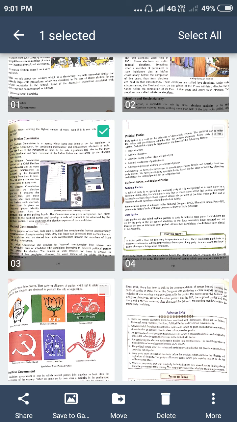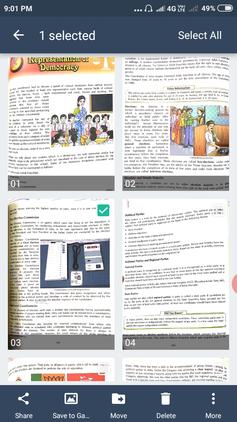And simple majority means when a candidate wins by getting the highest number of votes, even if he gets just one more vote than the opponent. Take the example of your class, there are 5 candidates, and all the students have given their votes. The candidate who gets the most votes, even if it is just one more than the other candidate, we will consider that he has won. That is called simple majority.